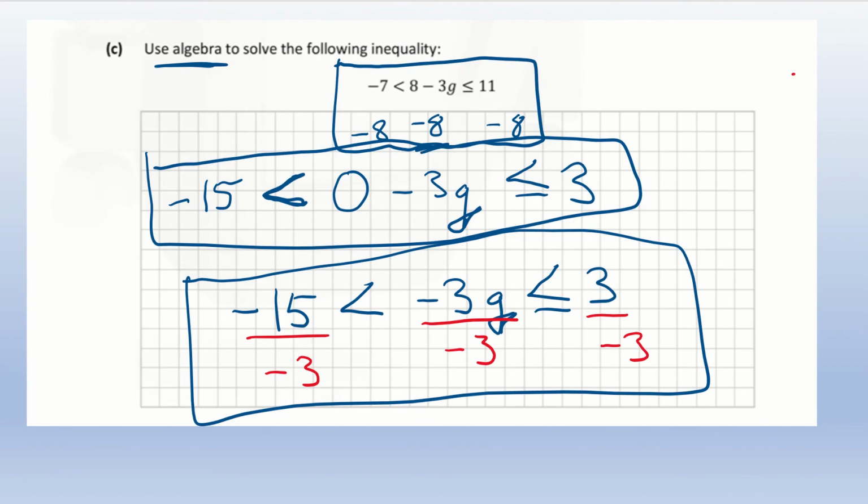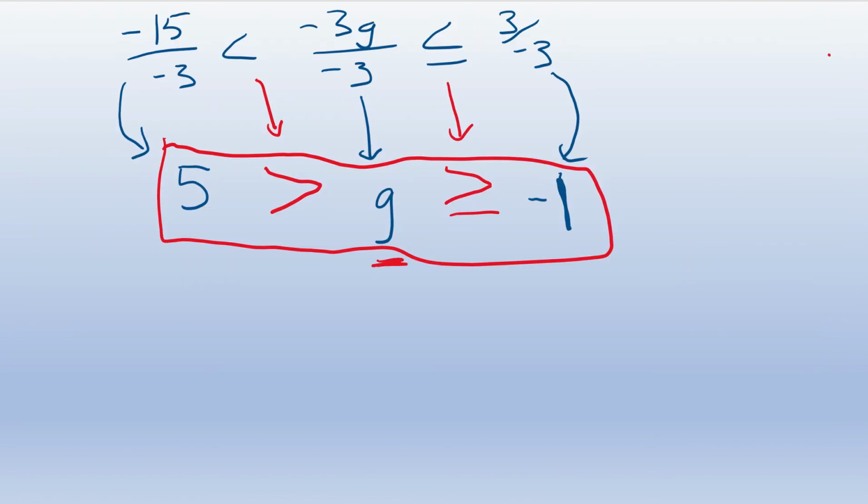If we go back to the question, we weren't told what g was. We weren't told that g was an element of R or Z or N, but in regards to this question, it didn't tell us to plot it on the number line. There's no mention of the number line in the question. All we had to do was show this algebraically. So use algebra to solve the following inequality. We've solved the following inequality. We know now that g has to be in between 5 and -1, so we are done.